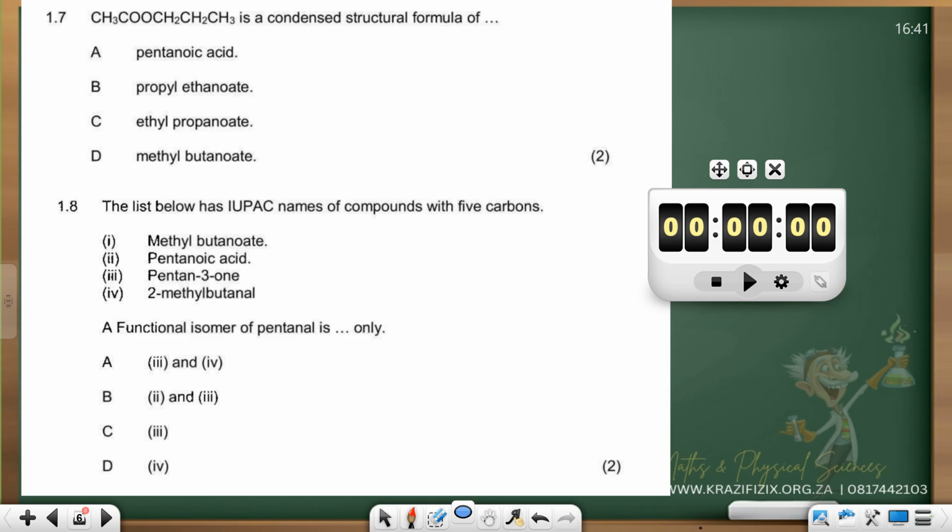Were you able to get answers? When it comes to organic chemistry, please draw. Drawing will save you a lot. Look at this one. CH3COO, already I know it's an ester. CH2, CH2, CH2, CH3 is a condensed formula for which compound? Let's draw. It says CH3, then C, then O. That's my COO, then my CH2, my CH2, and my CH3.